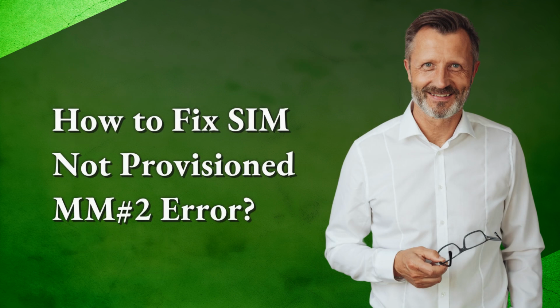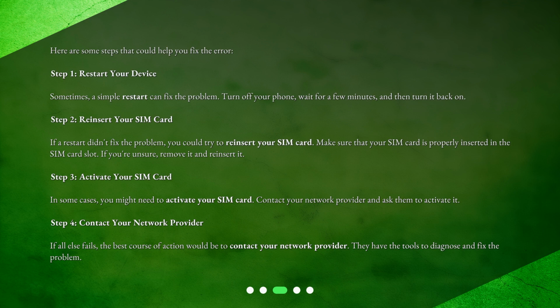How to fix SIM not provisioned M2 error? Here are some steps that could help you fix the error. Step 1. Restart your device. Sometimes a simple restart can fix the problem. Turn off your phone, wait for a few minutes, and then turn it back on.